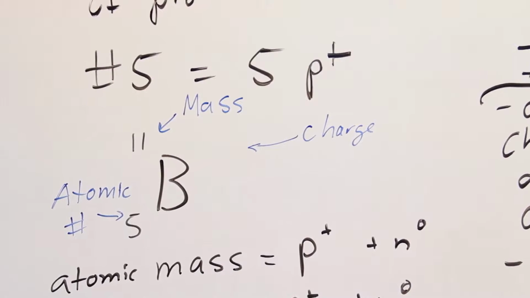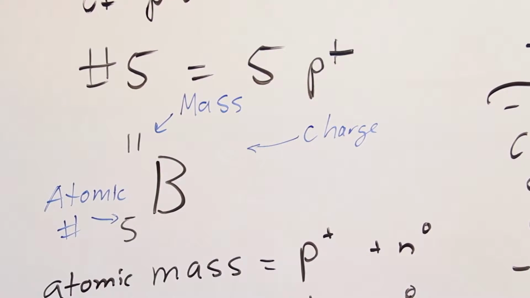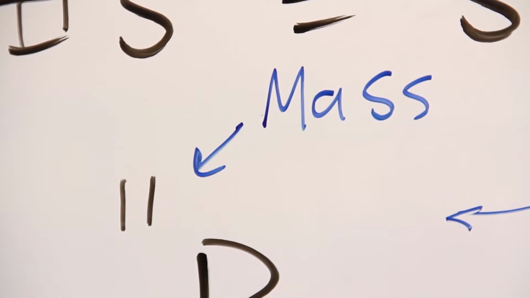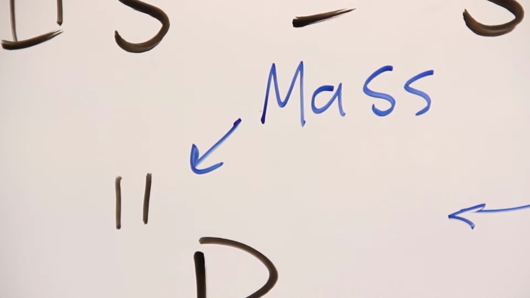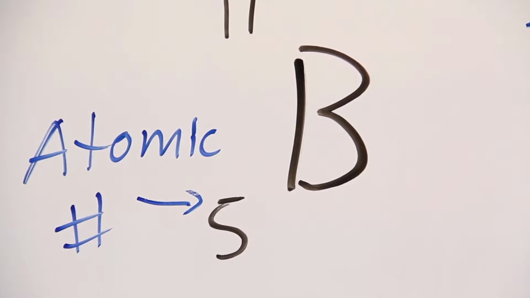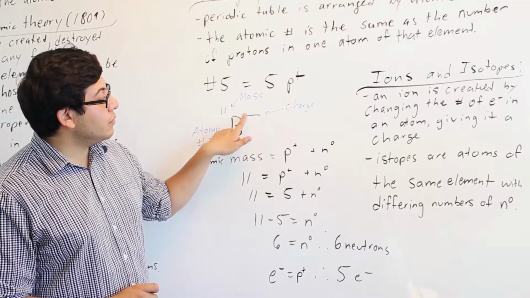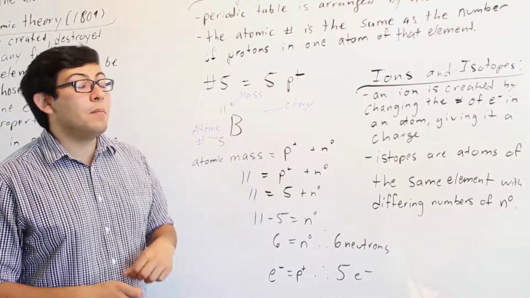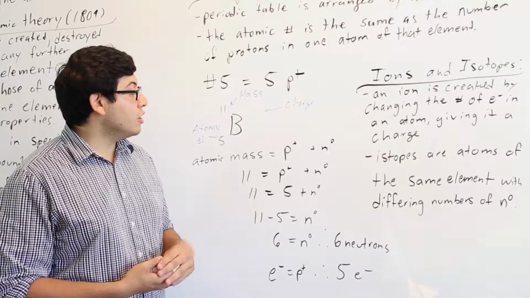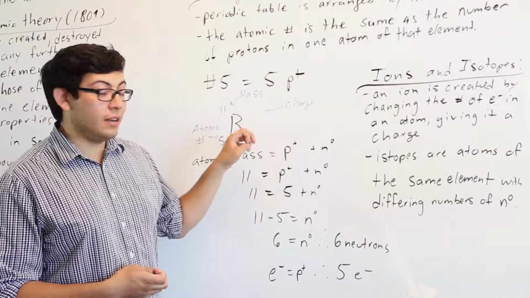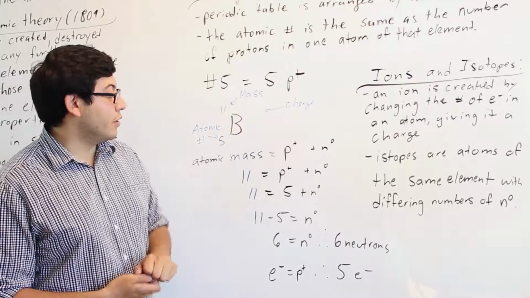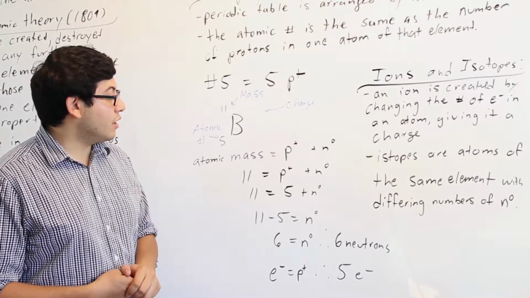So, boron can be written like this. So B is its symbol, 11 is the mass of this specific boron that I'm taking a look at, and 5 is the atomic number. This blank over here, usually we don't write it, there's nothing over here, unless there's a charge. So if there's a charge on this atom, we'll get to that in a second, then you would have to write it over here. So let's first talk about atomic mass.